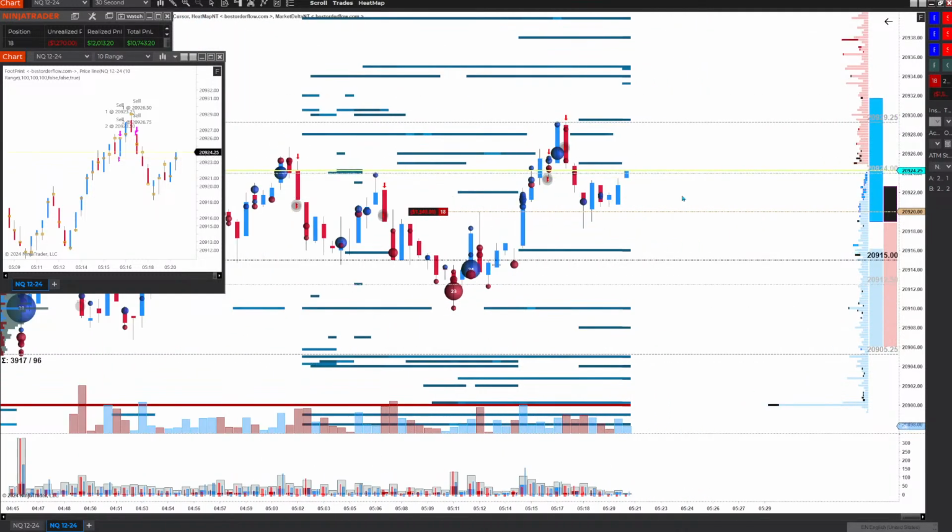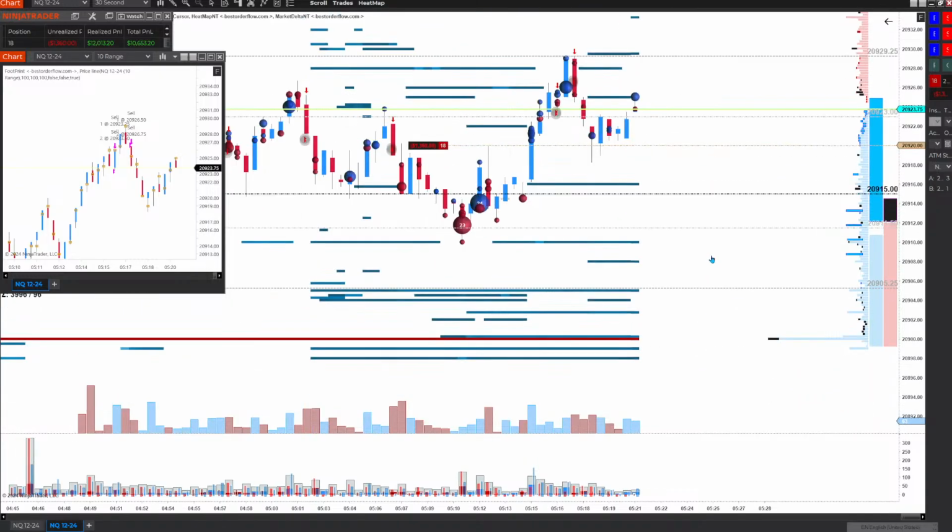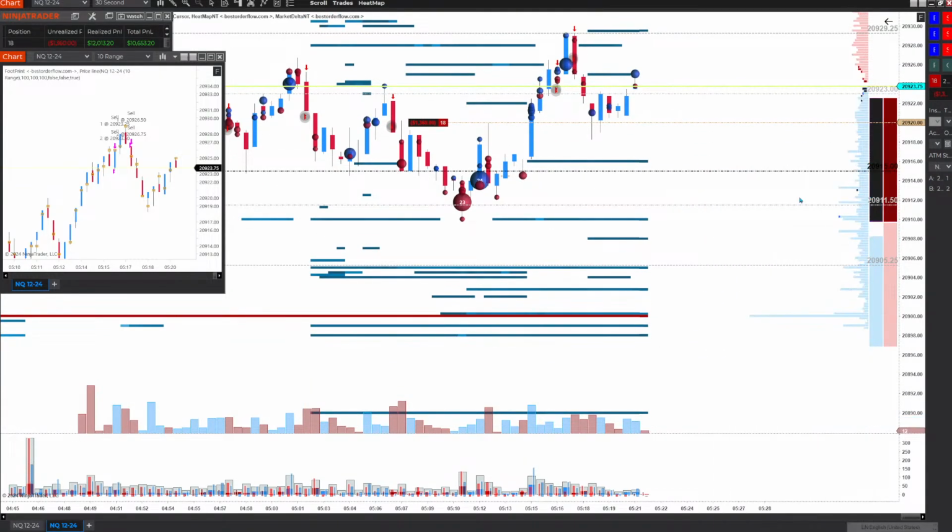So for the price to reverse, we're probably going to retest this area just to say more clearly that no, price can't go higher. And we're going to plummet. We'll see.